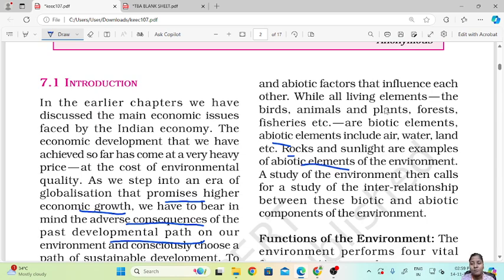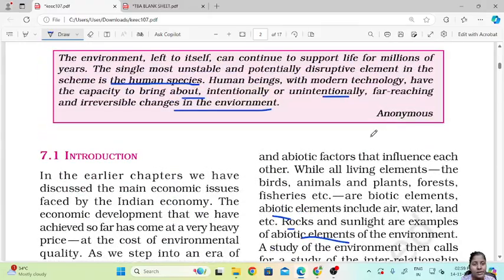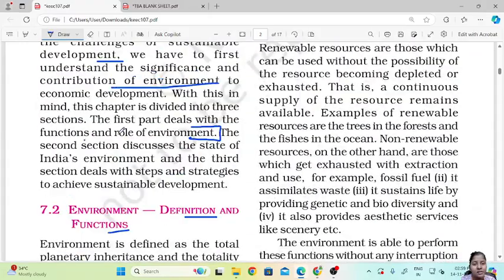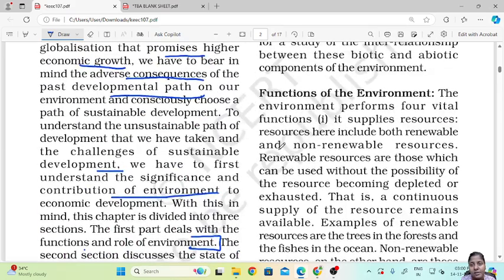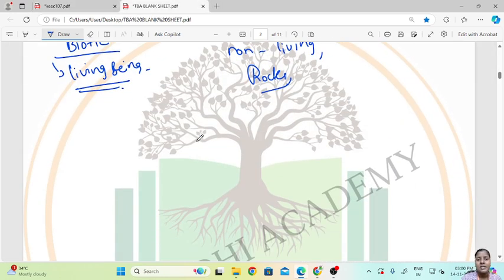Okay, so we'll discuss the functions of the environment. Here we are studying the first part, which deals with the functions and the role of the environment. The environment performs four vital functions. The first is that it supplies resources. There are two types of resources. Resource is anything which is available in the environment.